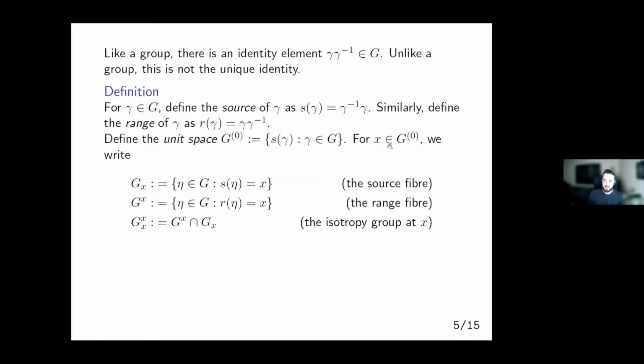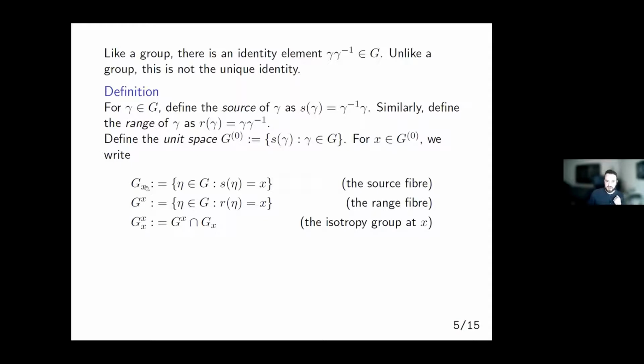Then for any unit, so this unit X, you can say, okay, well, what is the set of elements that have source equal to X? What are the set of arrows in the groupoid that start at X? And this is denoted by G subscript X. This is called the source fiber. You can do the same with the range. With a G superscript X, you get the range fiber, and then you can look at the intersection of the two. The intersection of these two things are elements of the groupoid that start and end at this particular spot, which means that you can, in particular, compose them with themselves, or with each other, and you actually get a group over this point, which we call the isotropy group at X.